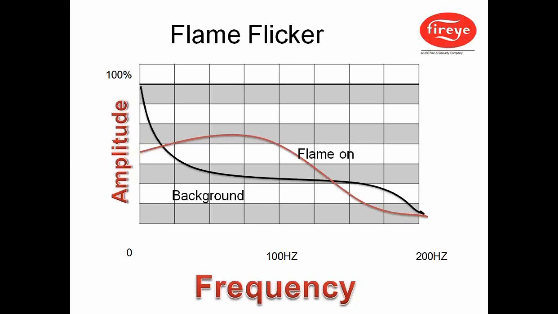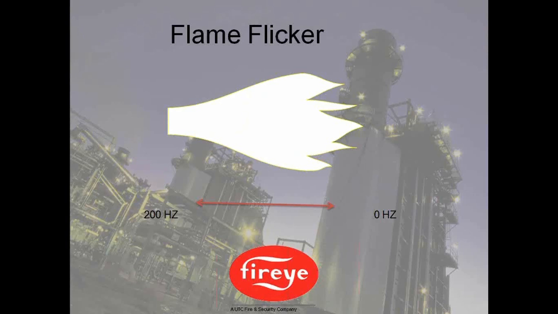A flame-on condition will give us a slope that looks something like this, a fast Fourier transformation slope. So if we want to tune between flame on and flame off, we're going to try and pick a frequency that's going to have a good distance between it. So in this example, we can see that around 75 hertz, we're going to be able to distinguish between a flame-on condition and a flame-off condition. And that's one of the tests that a discriminating scanner is going to use.